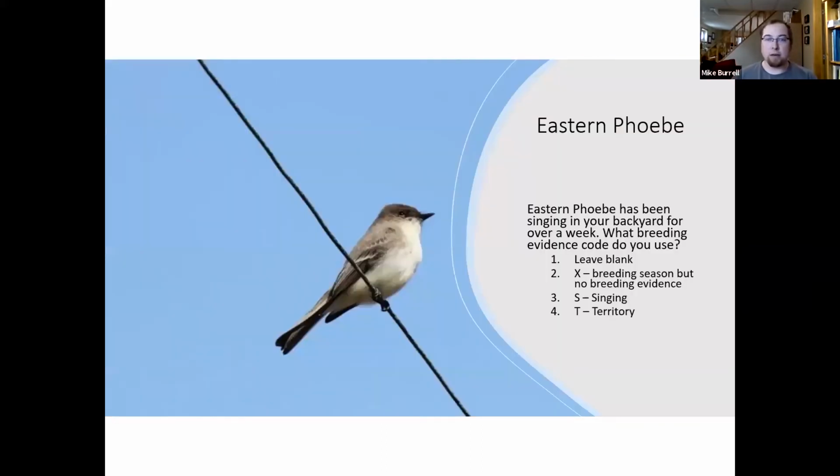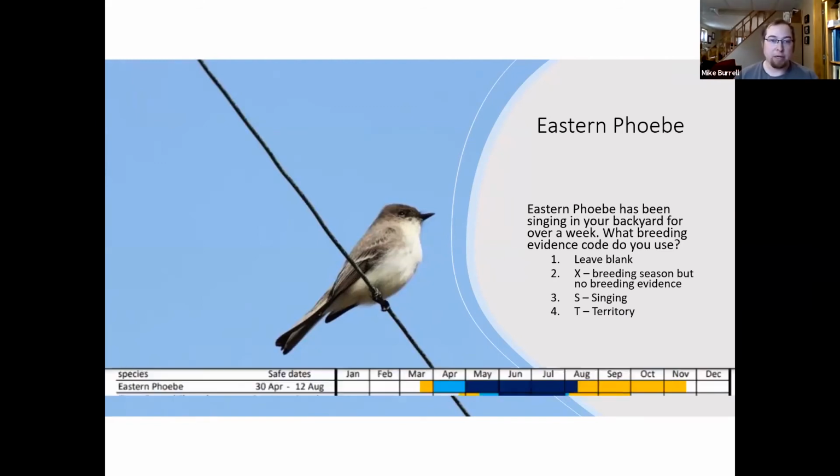All right. I'm going to go back to the phoebe, and I've tweaked this one slightly. Now, instead of just singing in your backyard, it's been singing in your backyard for a whole week. So what breeding evidence code are you going to use? I'll pull up that breeding calendar again. So we are in the overlap period. We're in that light blue. So it could be a migrant or it could be a breeding bird, but it's been there for a week and it's been singing in the same spot. So your options are, and there's the poll up, great. Your options are leave it blank. You can do X, you can do S for a singing bird, or T for territory.